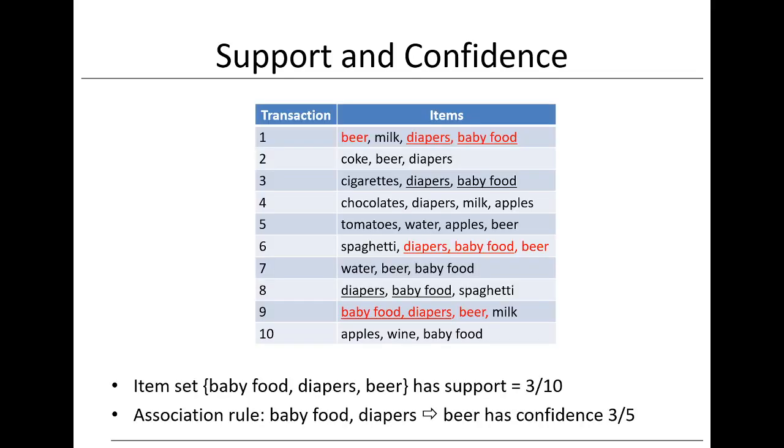Let's illustrate a calculation of the support and confidence with an example. Here you can see the transactions database we introduced earlier. Let's now consider the item set baby food, diapers, and beer. The item set occurs in the red transactions 1, 6, and 9, giving a support of 3 out of 10, or 30%. Based on this item set, various association rules can now be derived. Let's pick one as an example: baby food and diapers imply beer. To calculate the confidence of this association rule, we first need to calculate the support of baby food and diapers. This item set occurs in 5 transactions, which are underlined. More specifically, transactions 1, 3, 6, 8, and 9. Out of these 5 transactions, 3 also include beer, giving a confidence of 3 out of 5, or 60%.